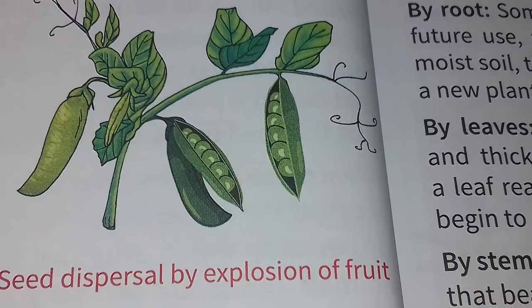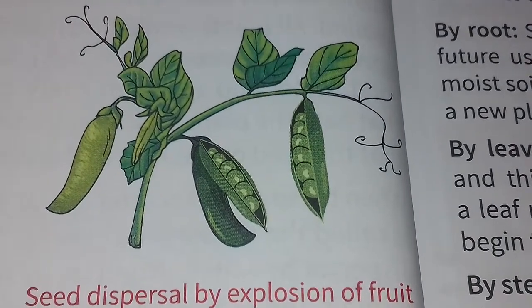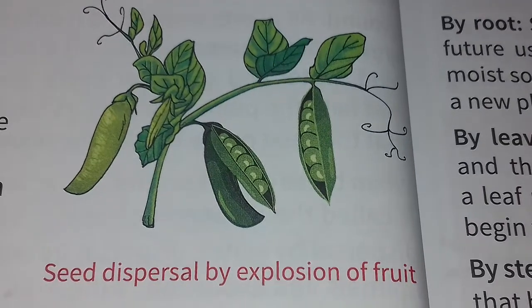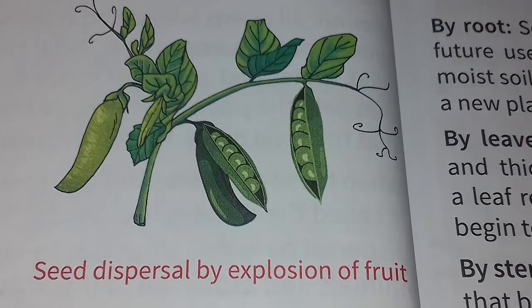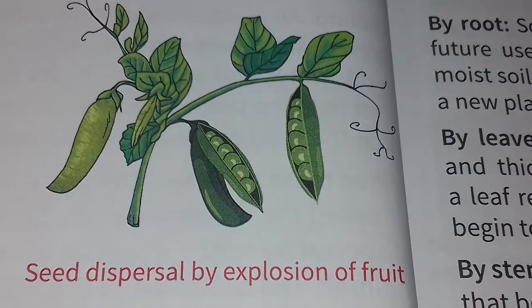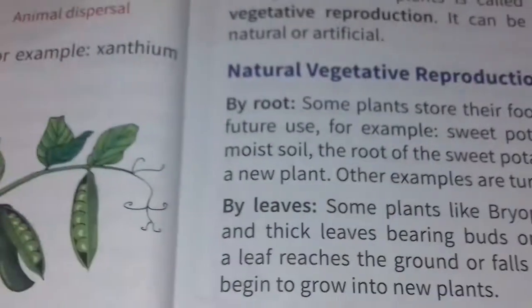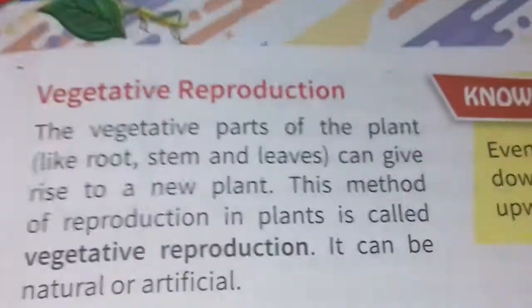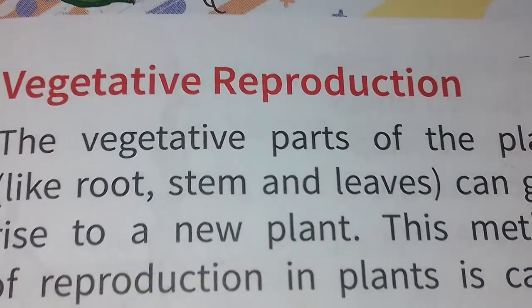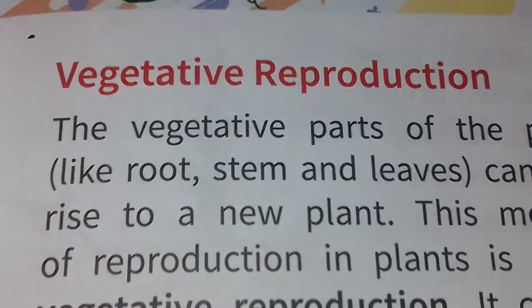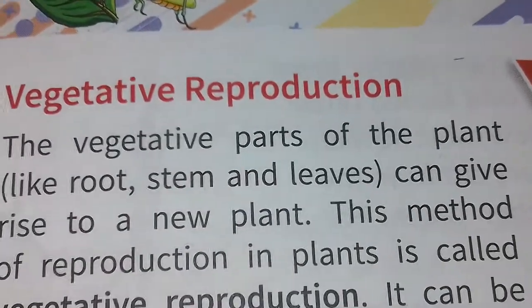So, these all are the processes of reproduction. And next, I am telling you, there is also another process of reproduction, that is vegetative reproduction. As I told you before, these all are the processes of plant reproduction by seeds. Now, I am going to tell you about vegetative reproduction.